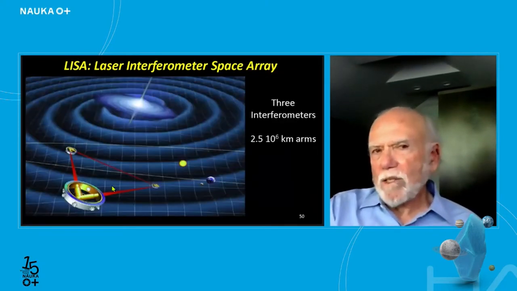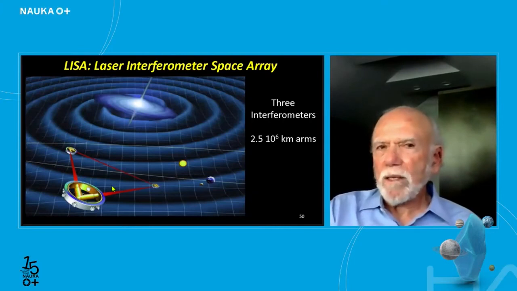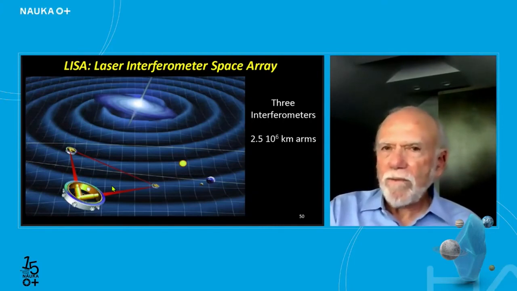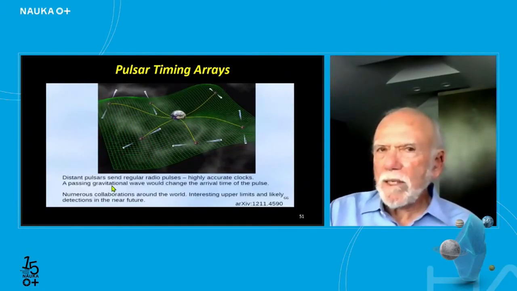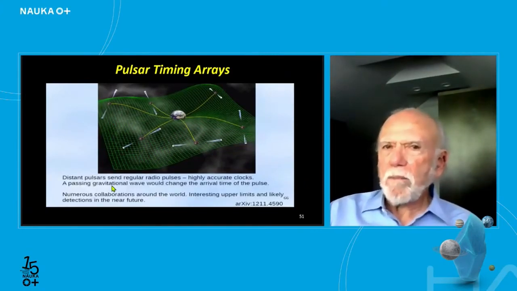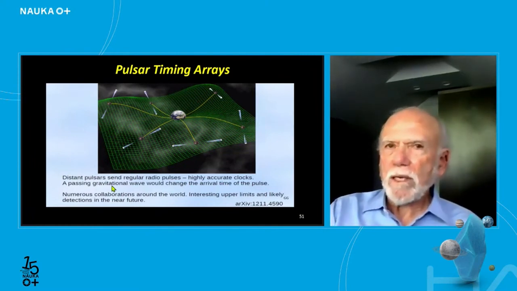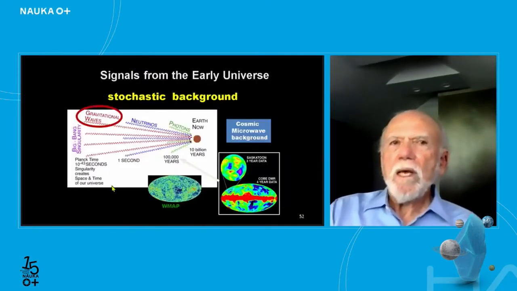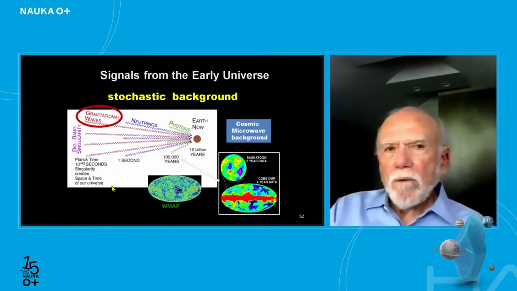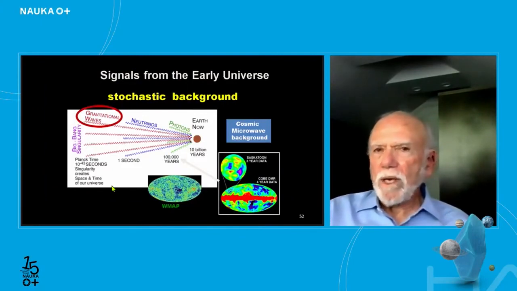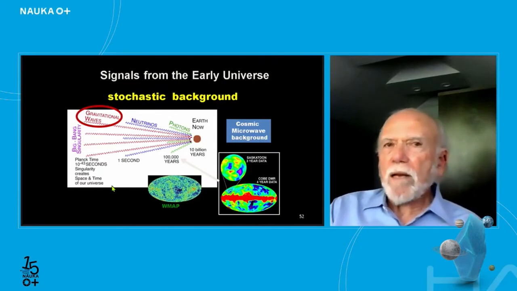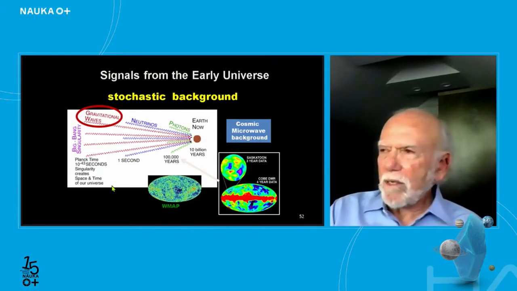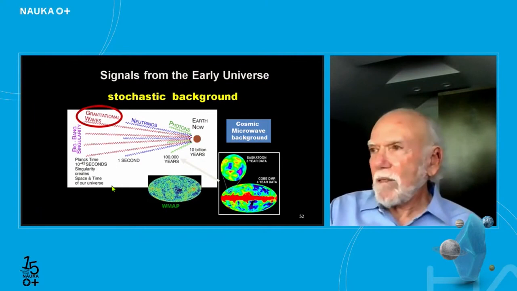In space, this is just a picture of what'll be done, a triangular object with 2.5 million kilometer arms. This is a picture of a pulsar timing array, which is being implemented now, and will look at even lower frequency. And eventually, we hope to see gravitational waves that come from very, very early times. That'll be very valuable because we all care how the universe began.